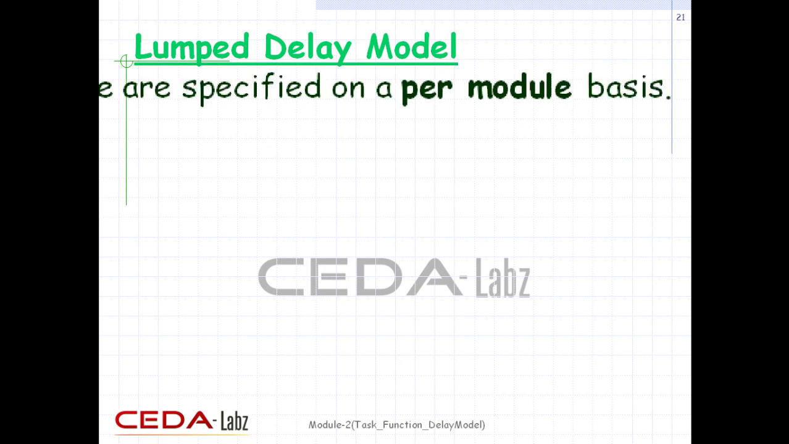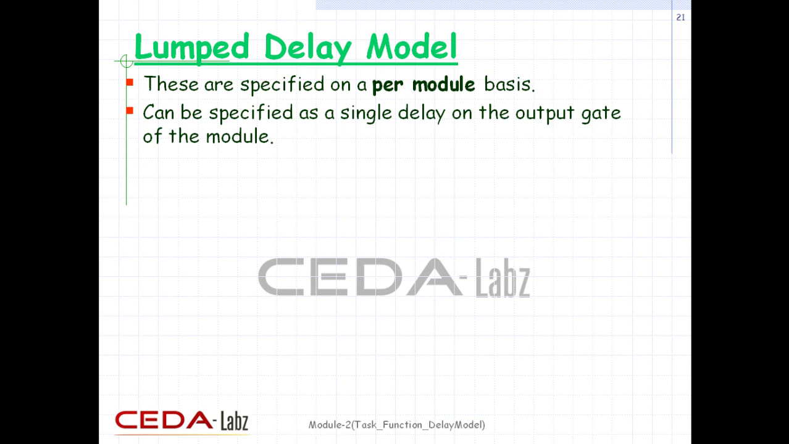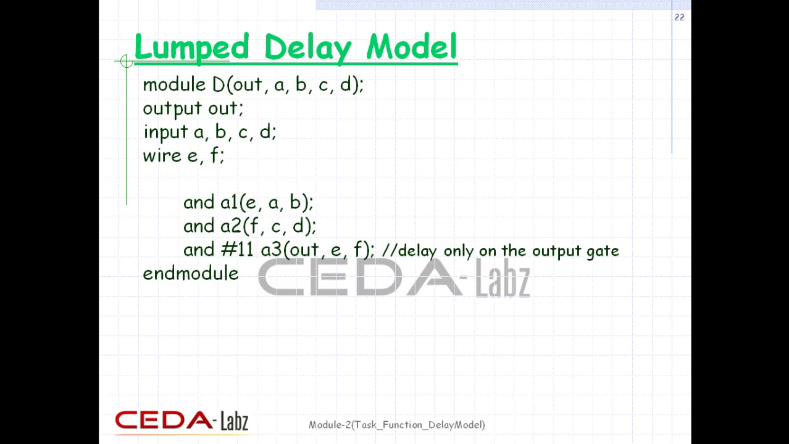Lump delays are specified on a per-module basis. They can be specified as a single delay on the output gate of the module. The cumulative delay of all paths is lumped at one location. The example of a lump delay is shown here. This example is a modification of previous example shown in distributed delay model. In this example, we computed the maximum delay from any input to the output, which is 7 plus 4 equals 11 units. The entire delay is lumped into the output gate. Here is the Verilog code for the same.